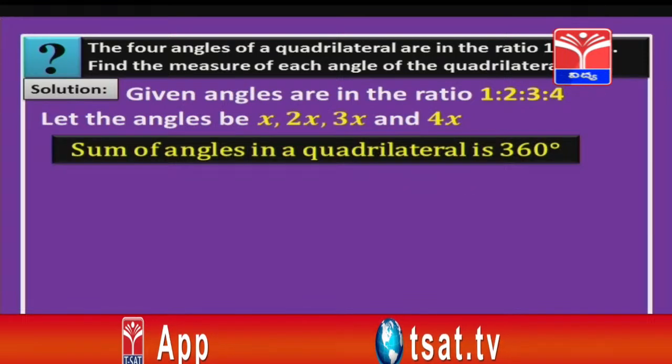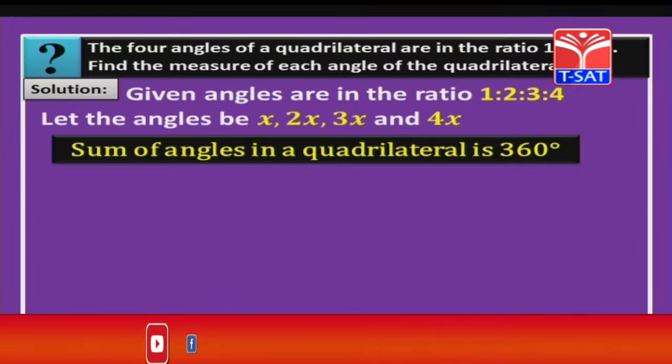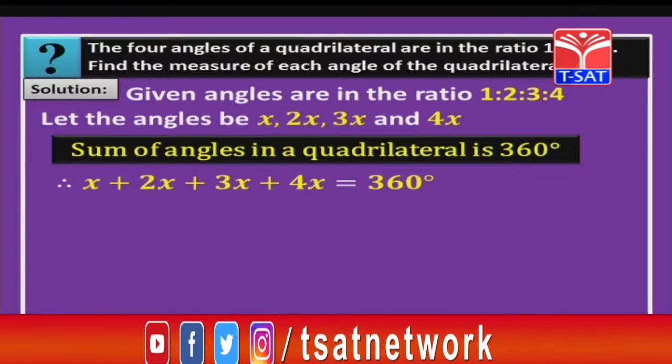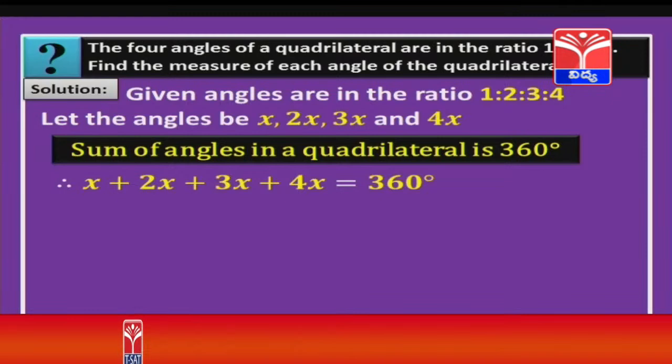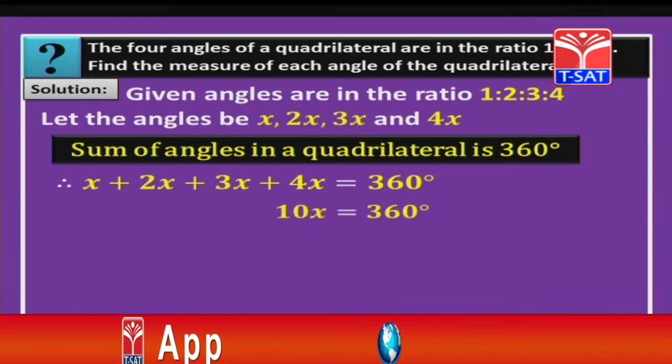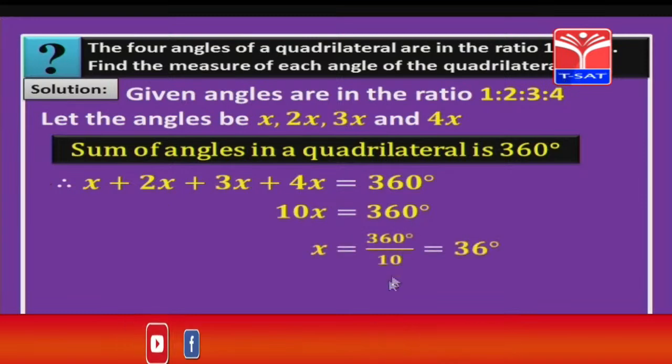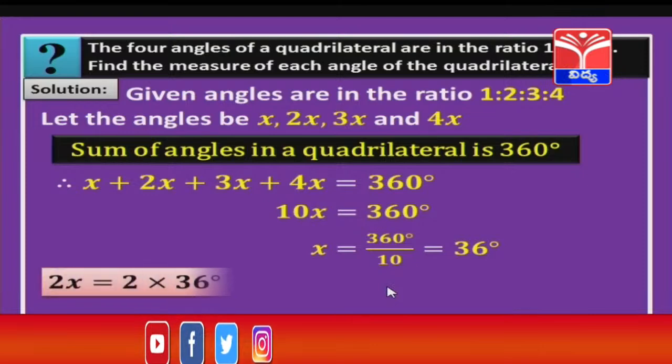Sum of angles in a quadrilateral is 360 degrees, that is the angle sum property, right children. That means, on adding all these, that is x plus 2x plus 3x plus 4x, we should get 360 degrees. So, on adding all these, what do we get, children? Yes, we get 10x. So, adding all these, 10x is equal to 360. So, what is the value of x? Right, 360 by 10, we get 36.